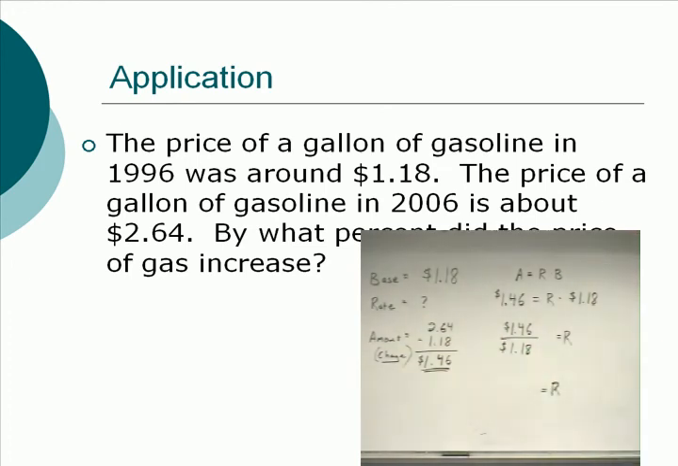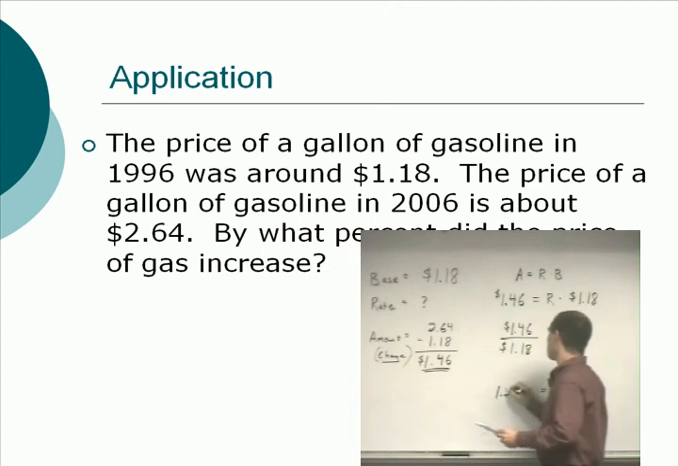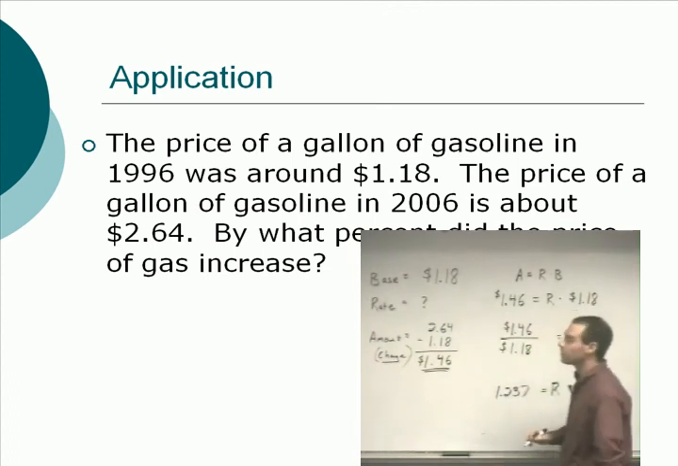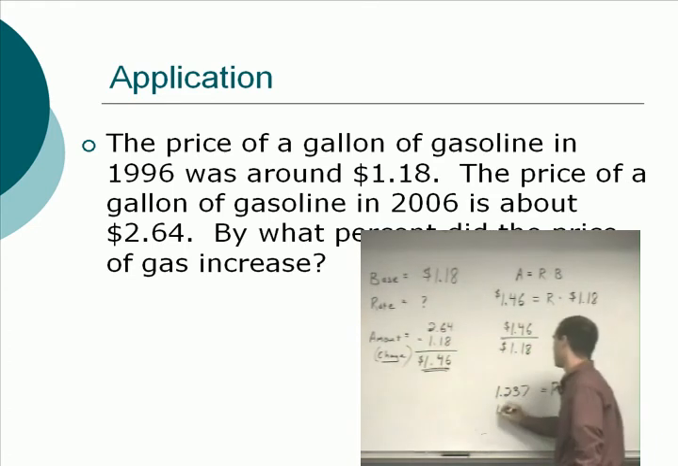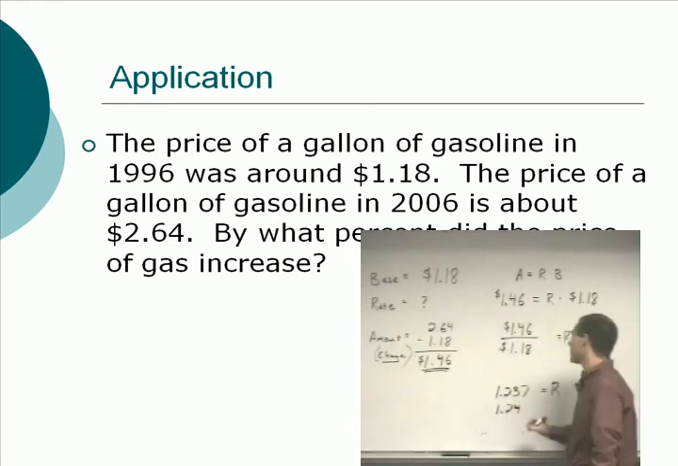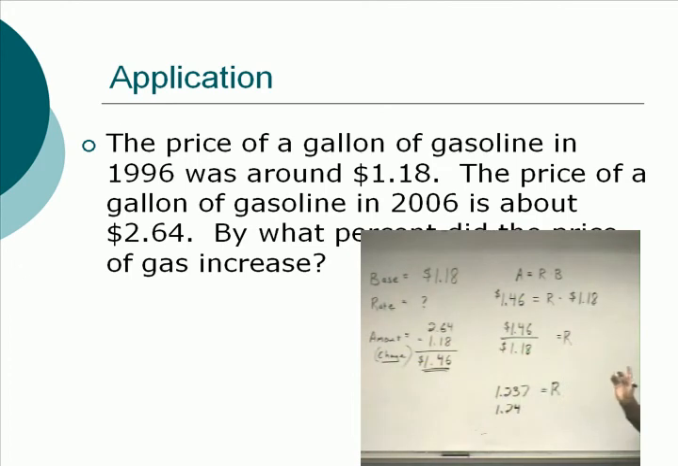And your rate turns out to be 1 point what? 1.237. How many sig digs can we keep? 3. And so we have to call this 1.24. But again, we don't want that as a decimal. We asked for the rate, and so our answer is 124% was the percent change.